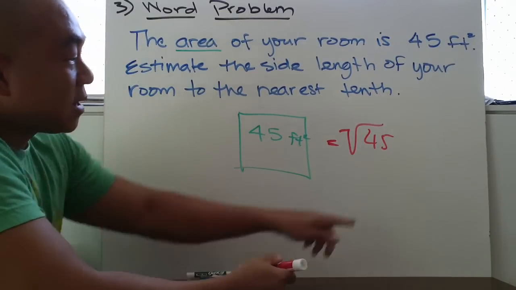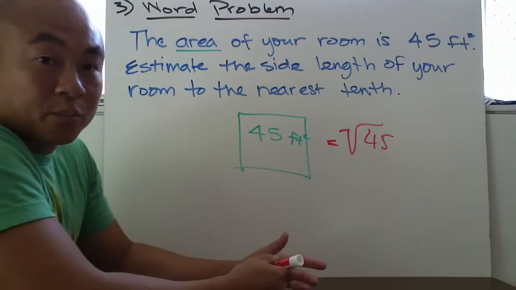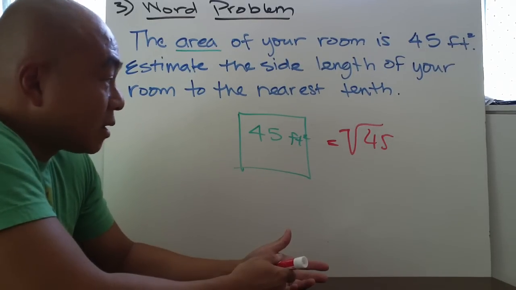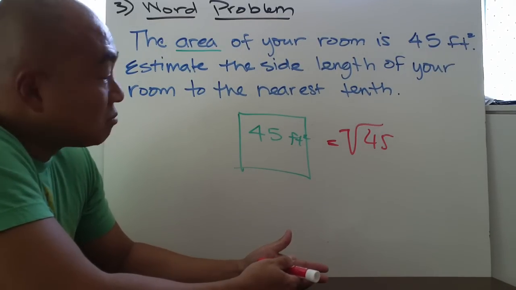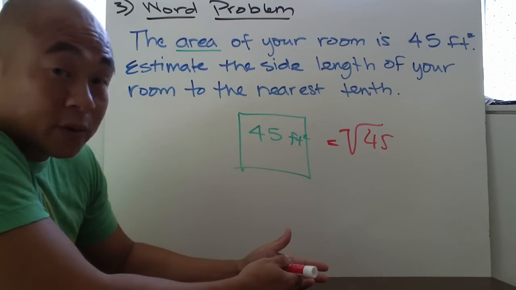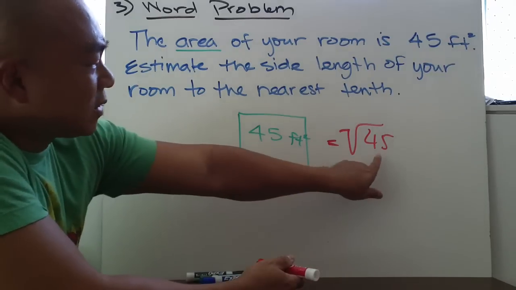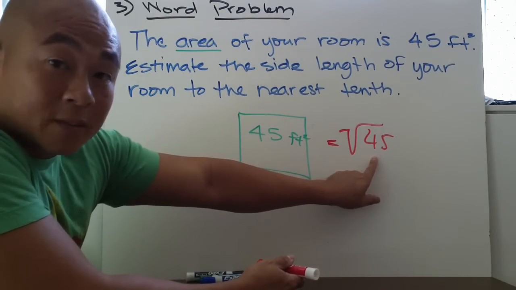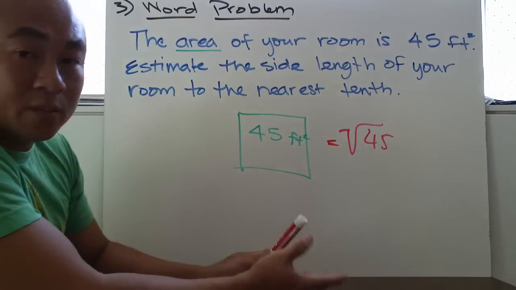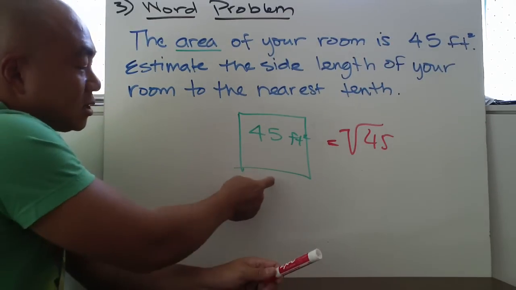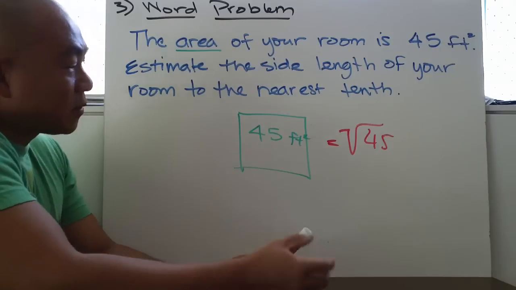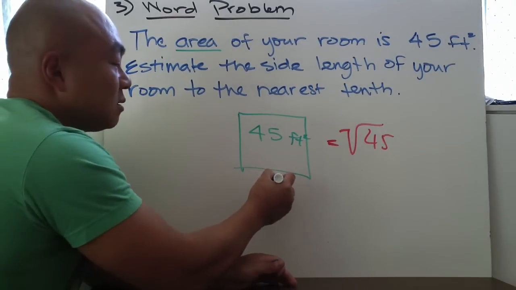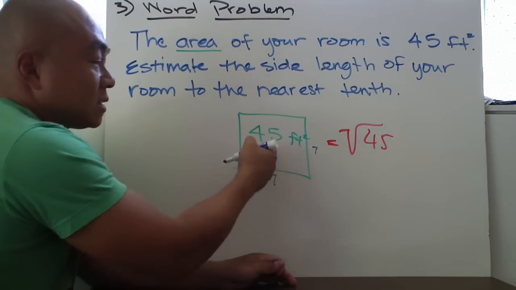Now, what you do notice is that 45 is not a nice number. It's not like 49. If you think about it, the square root of 49 would be 7. And it's not a nice number like the square root of 36, which would give us 6. However, doesn't that number fall between 36 and 49? Which means your answer is going to be somewhere between those two numbers. So let's just guess. We're thinking 7 times 7. If we do 7 times 7, that's 49. That's too big.